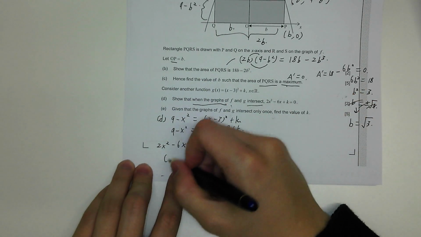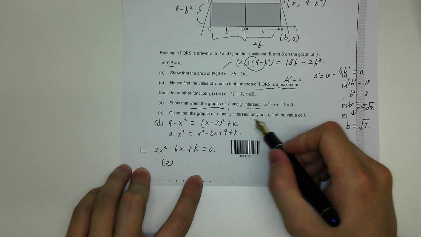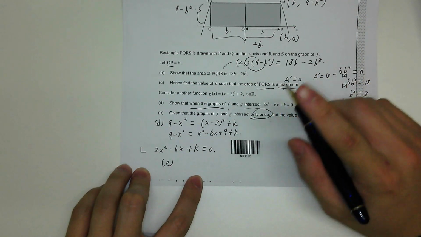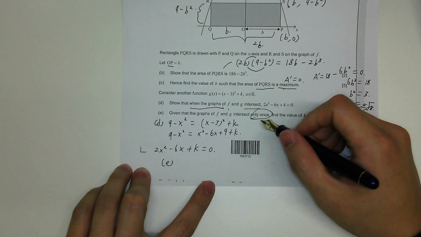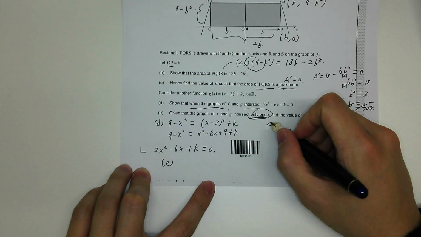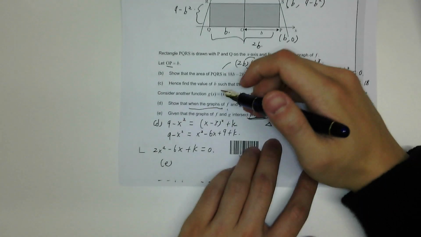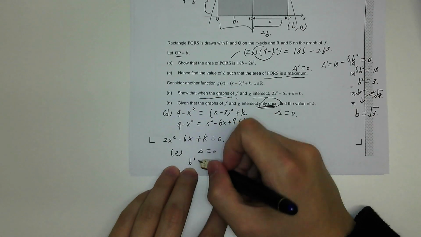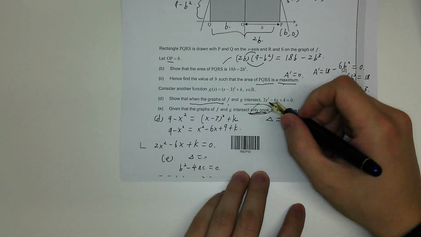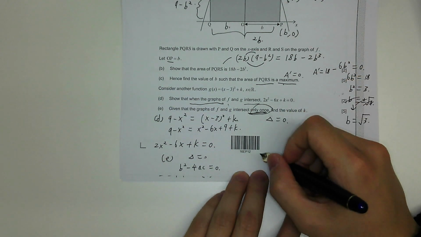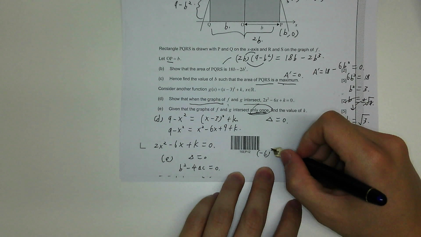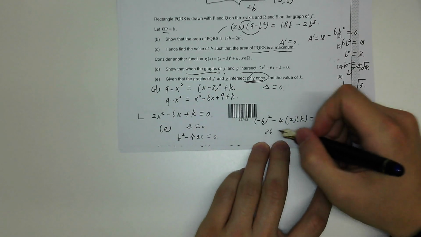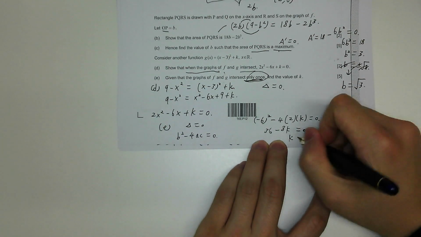Okay, that's it. And part E, given that the graph of f and g intersect only once, that means if we solve these equations, we solve the x value, we only have one answer, right? So intersect only once, that's discriminant, right? Those are the keywords. So when they have only one intersection, it means one solution. So delta will be equal to 0. So delta equals 0, b squared minus 4ac equals 0. So a is 2, b is negative 6, and c is k. So b squared is negative 6 squared minus 4 times ac. A is 2 and c is k. So 36 minus 8k equals 0. So k equals 4.